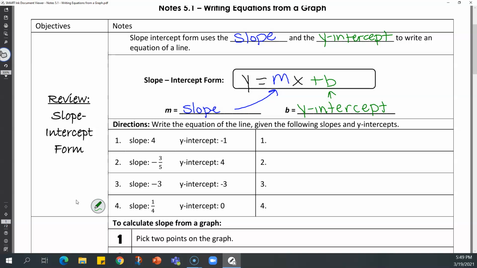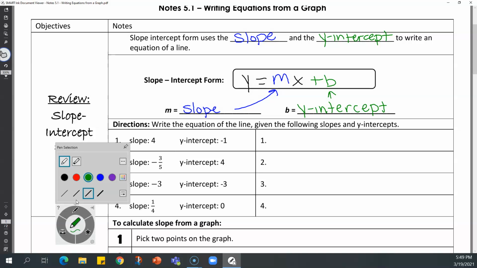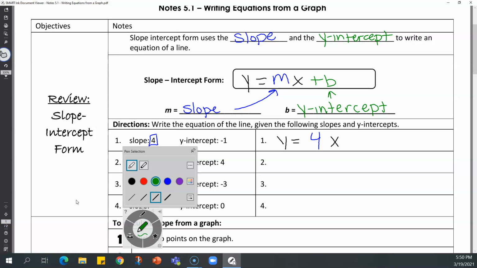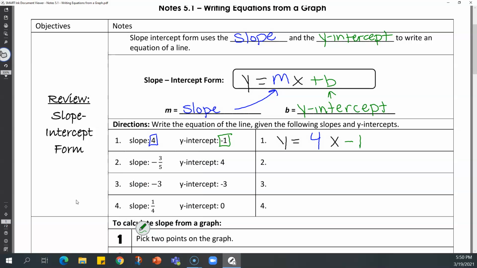Given the following slopes and y-intercepts, let's write some equations. So remember that for each of these, my y equals and my x are always going to stay those values. Y is always going to stay y, my equal sign is going to stay my equal sign, and my x is going to stay my x. The only things that are changing are my m and my b. So for the first one, my slope is 4. So I'm going to do y equals 4x. Remember, slope is connected to x. And my y-intercept is -1. So I'm going to write that as -1. Okay. So if my slope is 4 and my y-intercept is -1, my equation is y equals 4x minus 1.